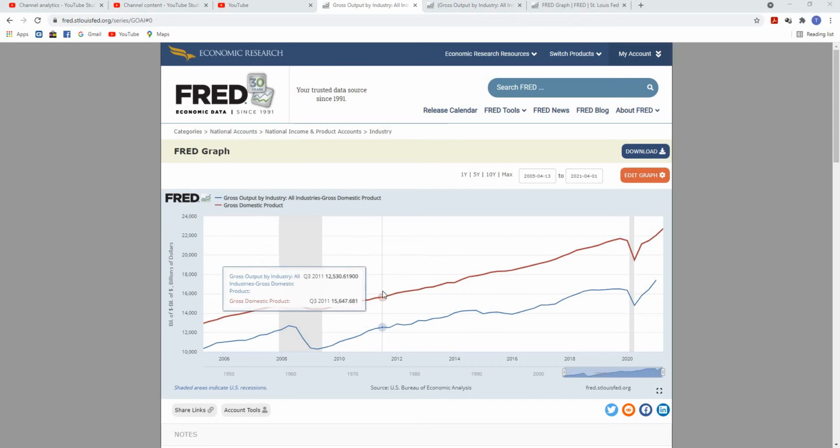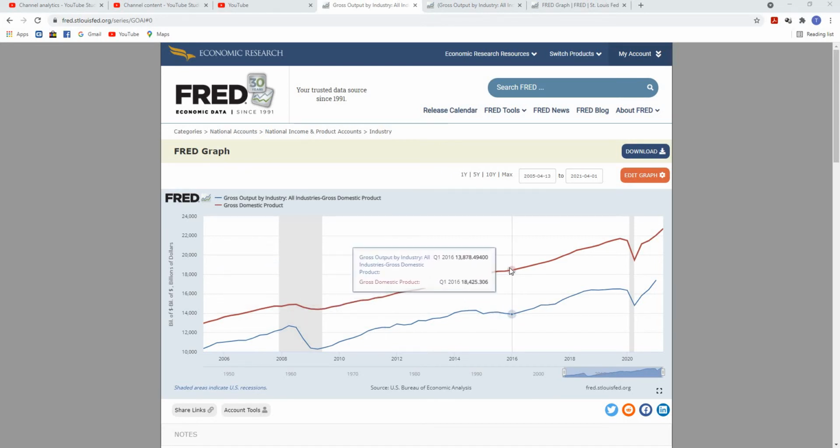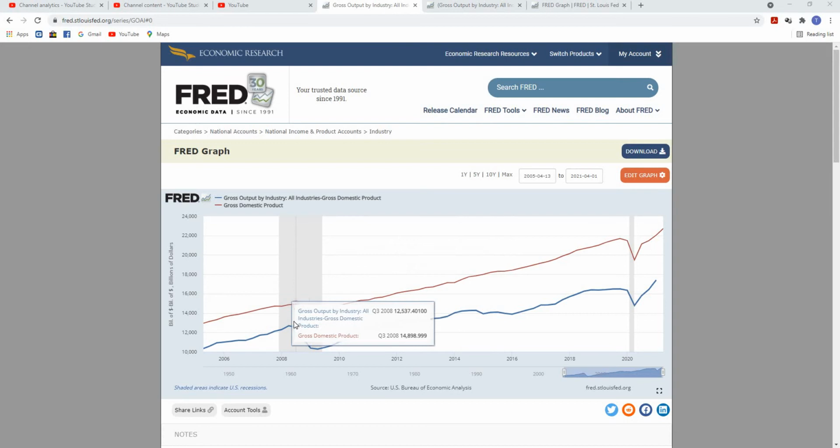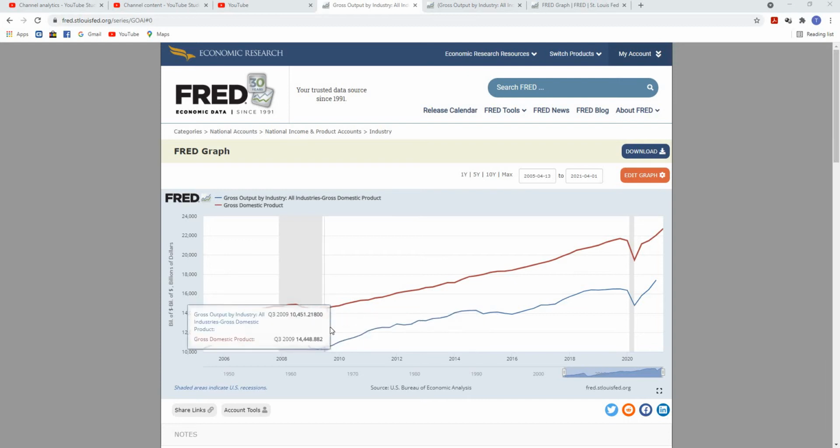You've got your red line here, which is your consumer base, your consumer economy, but the blue line here is what I call your producer economy, okay? So this is the economic growth of our producer industries. And how do we get this? Well, we take the gross output, which is a measure of total sales of all goods, both producer and consumer, and we subtract out the gross domestic product. So when we do that, we get a look at the way that our producer economy functions, okay?